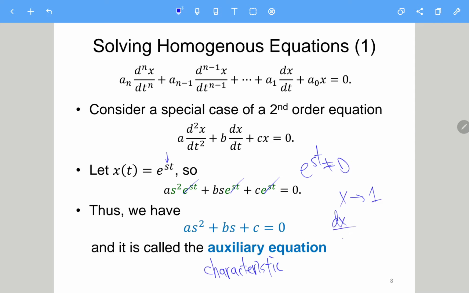For the first derivative, you just change it to s. For the second derivative, you just change it to s squared, and so on and so forth. Then you can come up with this characteristic equation without going through this process, because all the cases will be like that. So you just need to remember this one. You can change this one to 1, this one to s, and so on and so forth. But of course, if you can remember this one, you'll be okay.